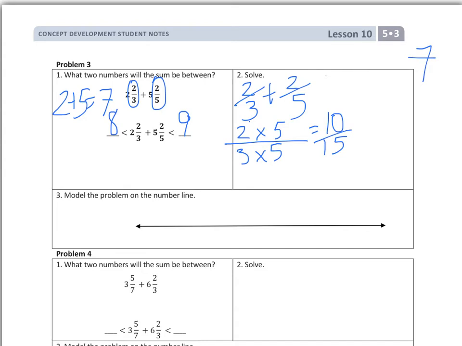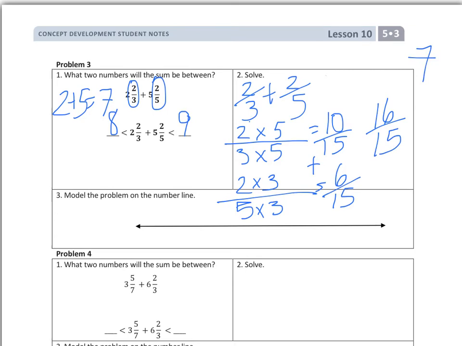And then for my fifths, I'm going to have 6 15ths. So 10 15ths plus 6 15ths is 16 15ths. Whoa. Numerator bigger than my denominator? Not cool. So I know that really this is going to be 1 and 1/15.